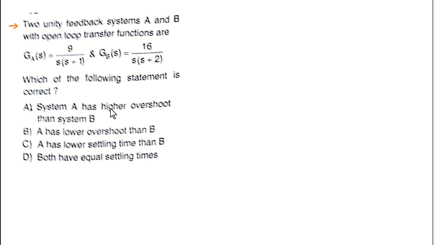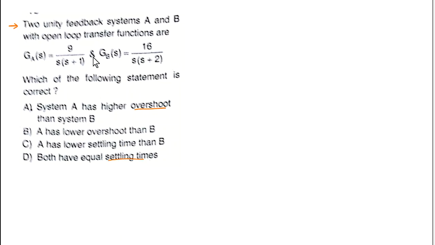System A has higher overshoot than system B. A has lower overshoot than B. A has lower settling time than B. Both have equal settling times here. So here we need to find the two parameters. That is, the first one is overshoot and the second one is settling time.